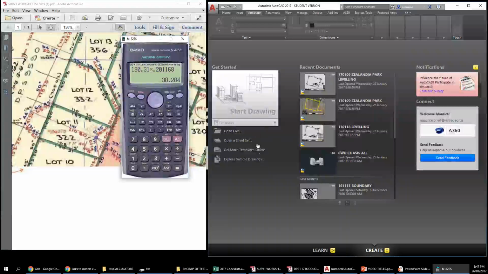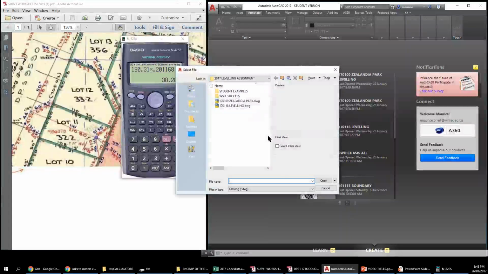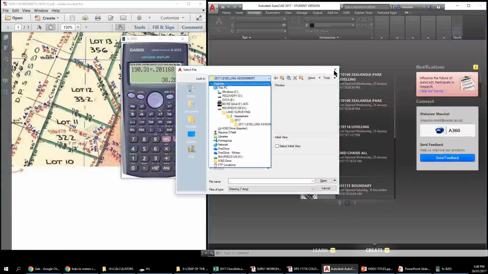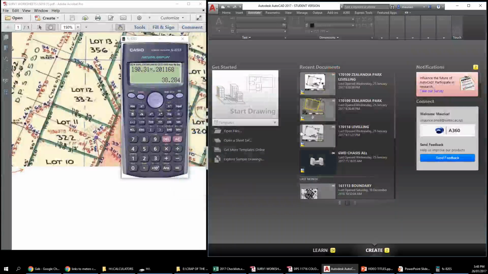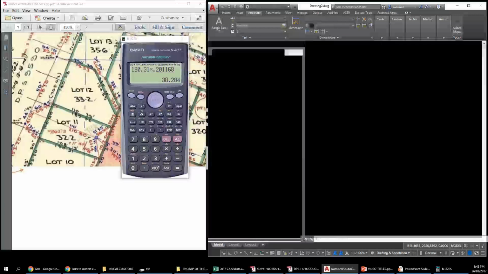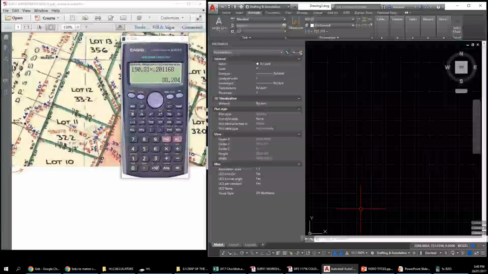So I'm going to open up a file. So open file, just a new file. Okay, open files. Oops. Yeah. Oh, no. Well, that's not what I wanted. That's for existing files. So let's just start drawing. Oh, how stupid. Okay, so here we've got a drawing.